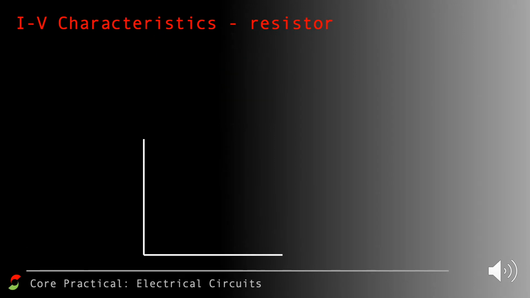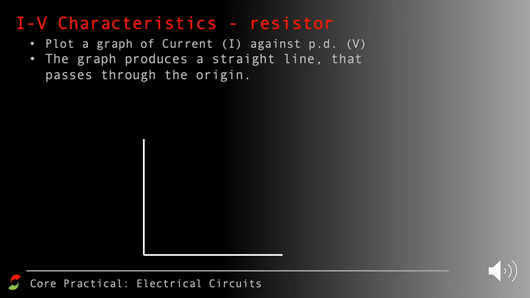So once you've done that, then we need to plot a graph of current against potential difference, and the reason for that is that current is going to be your dependent variable, and potential difference is your independent. That means that in that experiment we were changing the potential difference, and the current changed as a result of that, or the current depended on the potential difference.